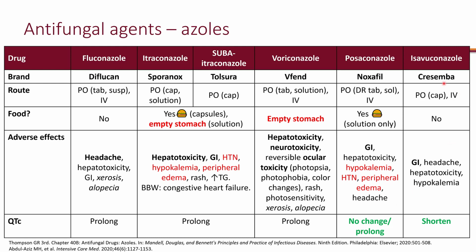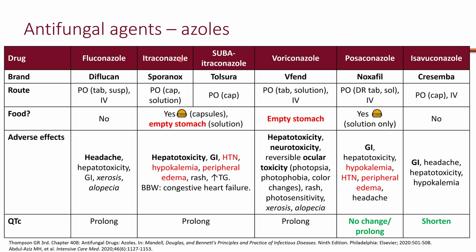And the newest azole is isavuconazole or isavuconazonium sulfate, which is a prodrug, but it's available as PO and IV. It can be with or without food, and it's very well tolerated. So some GI adverse effects, and the mechanism for hypokalemia is still there. Now, interestingly, isavuconazole can actually shorten QTc, so it's actually the opposite of the rest of azoles, but much better tolerated.